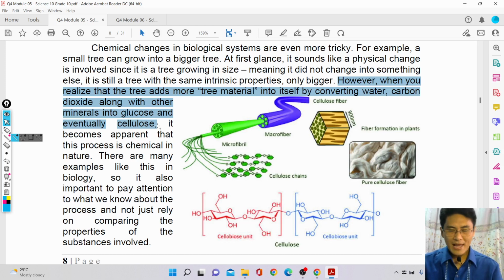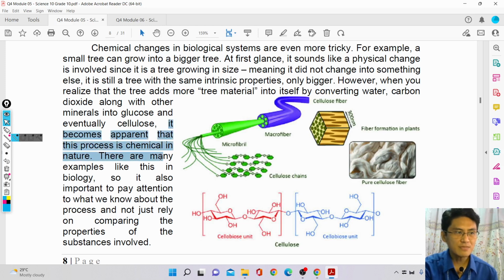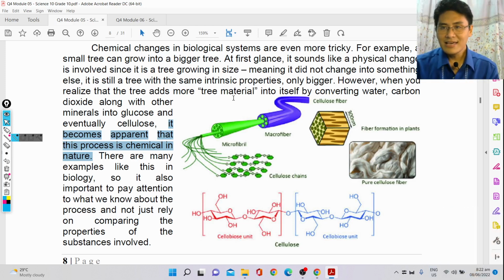Remember, when plants do photosynthesis, they create glucose, and then they string the glucose together, polymerizing them into a structural component called cellulose. Okay? So now when you consider the process, it becomes apparent that this process is chemical in nature because it's not like the tree just expanded without adding new material into it. It added new material. And again, how did it do that? It took water, carbon dioxide, along with some minerals, and created glucose. And that glucose was strung together to form this structure called cellulose. And that became the tree material.